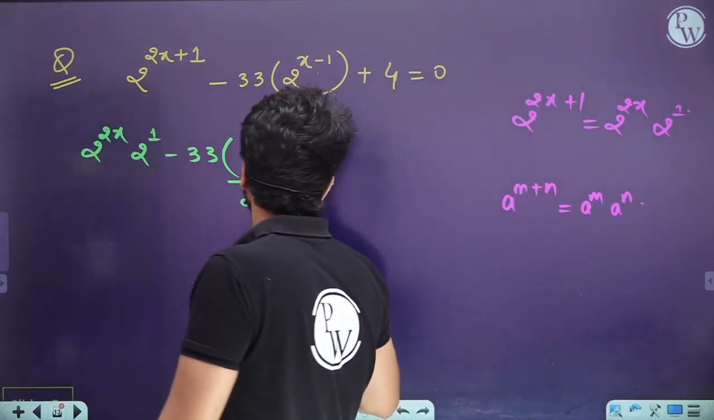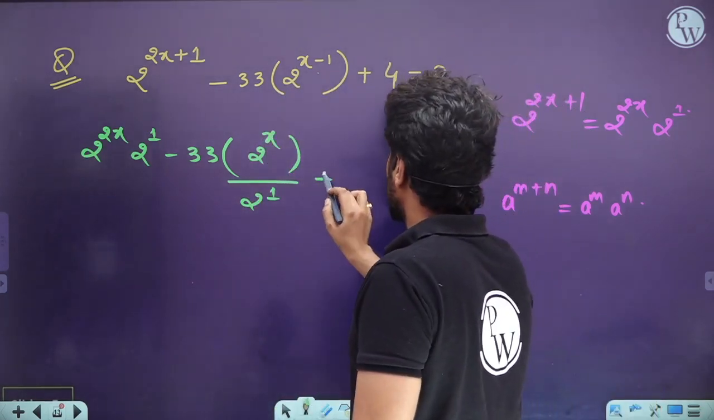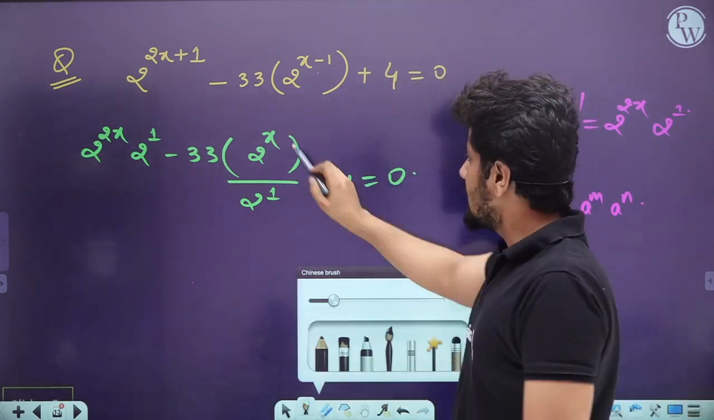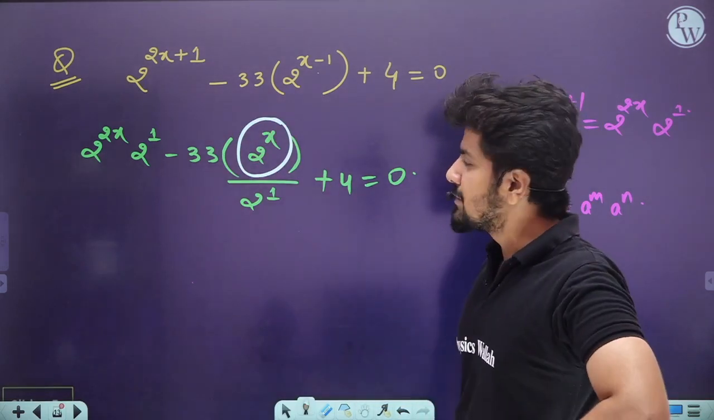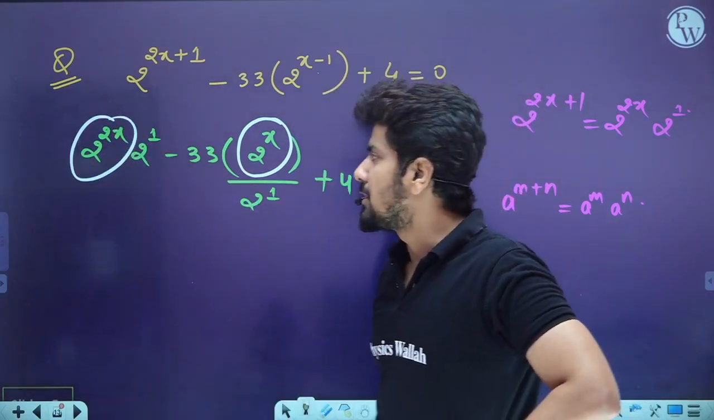Let me write it again. Plus 4 is equal to 0. So what is the variable? Basically, we need to solve for x, correct? So observe this term, 2 raised to the power x. Everything else is constant. Observe this term, 2 raised to the power 2x.